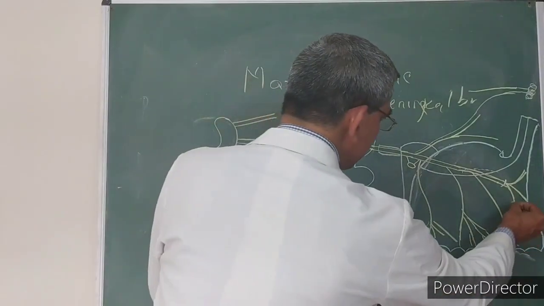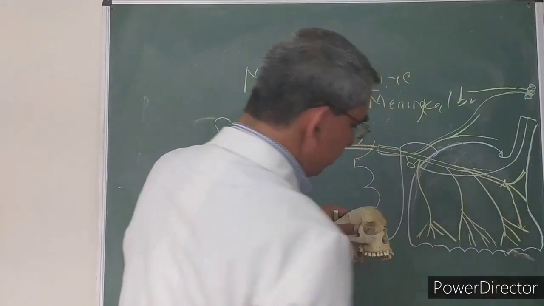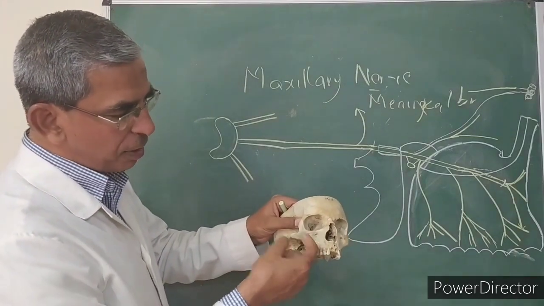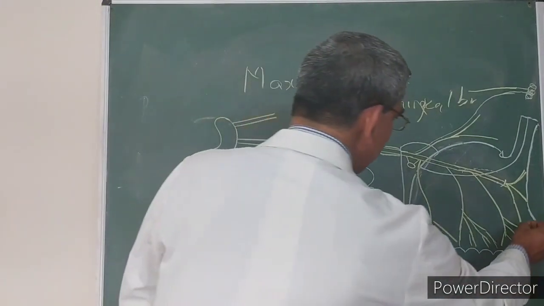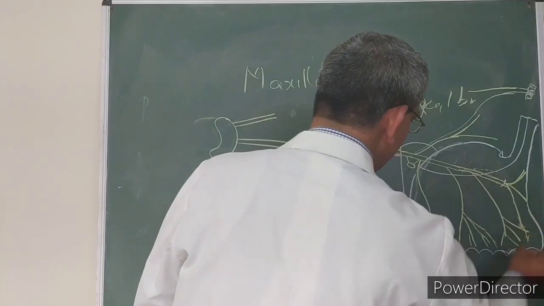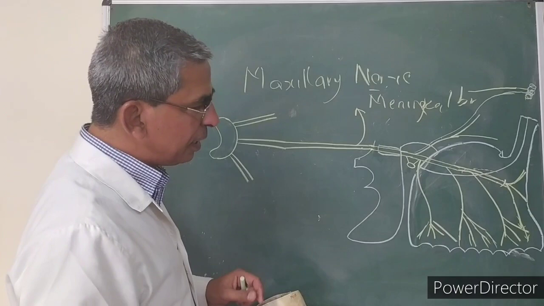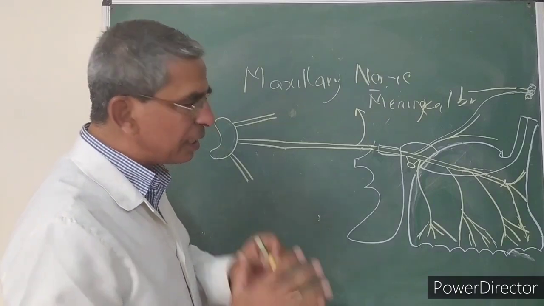The inferior branch is known as the labial branch, which supplies the upper lip, its skin and the mucosa of the upper lip. So this is the labial branch. Okay, so these are the branches purely coming from the maxillary nerve.